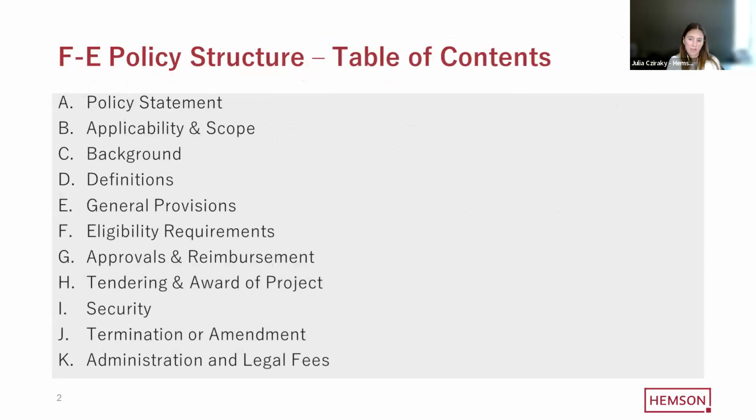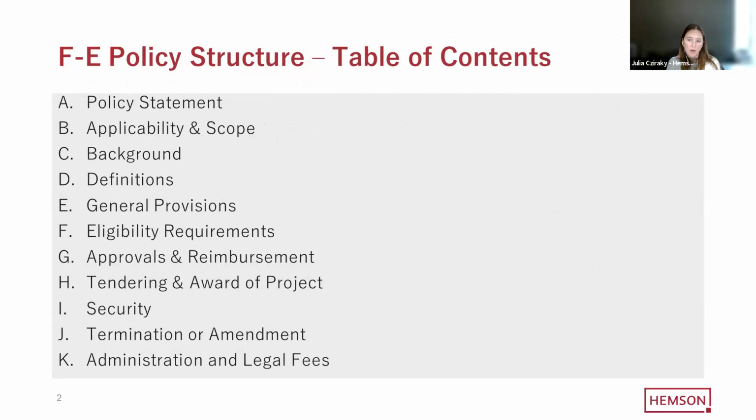And so the policy will help the city to evaluate requests and decide whether or not in each specific case entering into a front-ending agreement will be mutually beneficial and fiscally responsible. So here we're just showing how the policy is laid out so far.